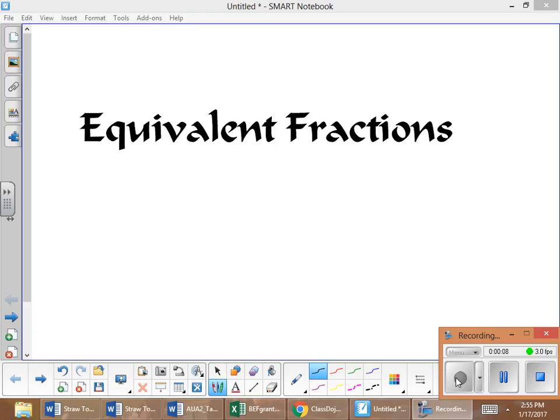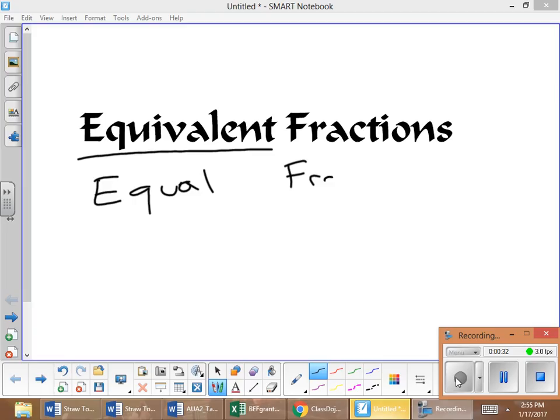Equivalent fractions are a way to show a fraction the same way, but with different numbers. And there's a special trick to do this, but first off, let's talk about equivalent. Equivalent is another word for saying equal. And all we're talking about is making equal fractions. So in this video, I'm going to do some quick examples, and we're going to move on to how to do it.